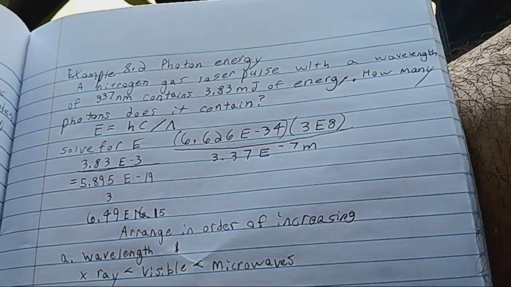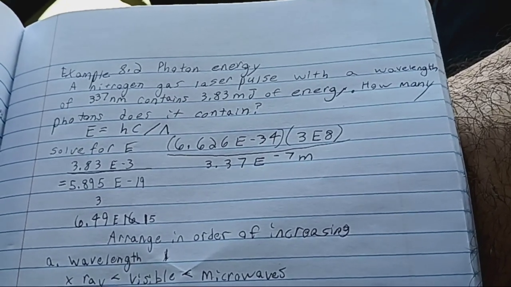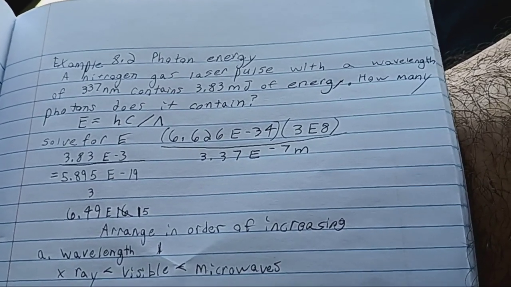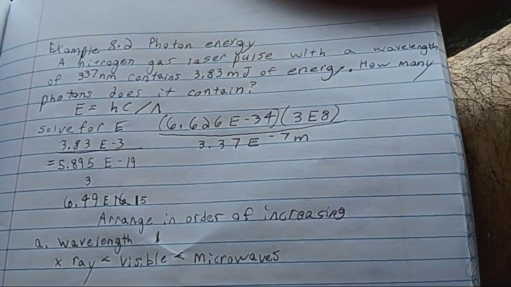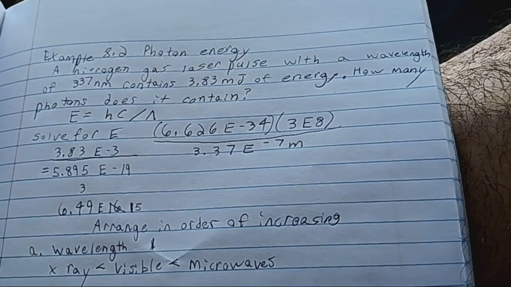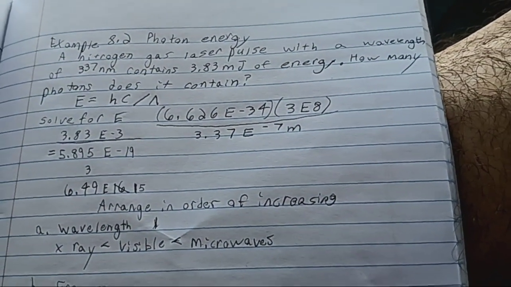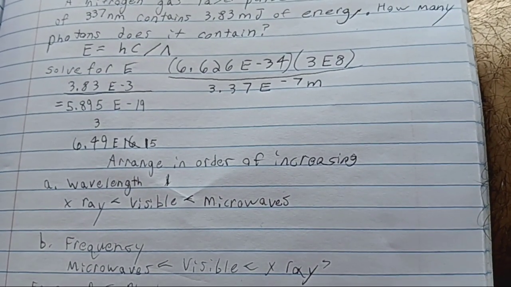Here's another question. A nitrogen gas laser pulse with a given wavelength contains 3.83 millijoules of energy. How many photons does it contain? So I multiply the speed of light times Planck's constant divided by the wavelength in meters, and that gives me the energy of a photon.